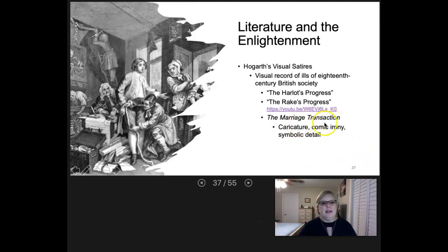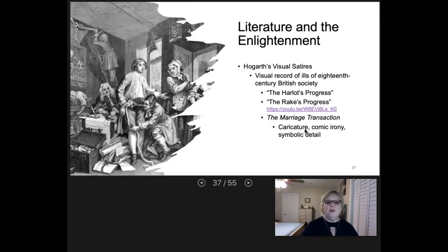The Marriage Transaction. This was a caricature, a comic irony with symbolic details. So we're starting to see that infusion of not only writing, but also art to create this visual satire.